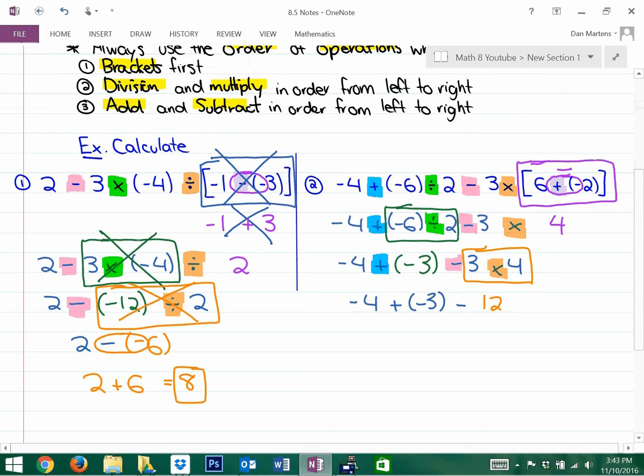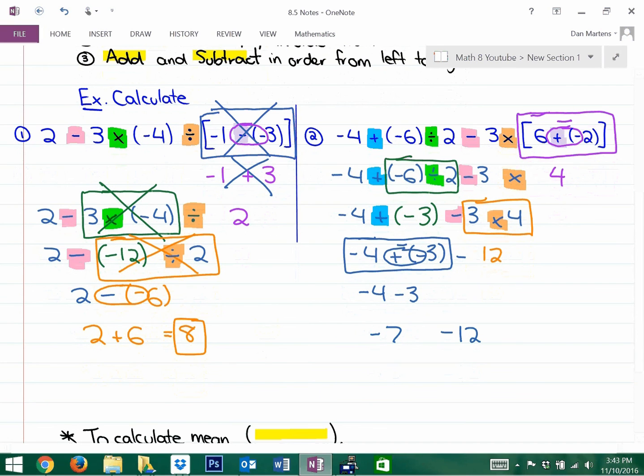So in this case, our next operation, I'm not going to highlight them now, is the adding, because it's further to the left. And adding a negative is equivalent to simple subtracting. So this is negative 4 minus 3. Negative 4 minus 3 is negative 7. And then we have negative 7 minus 12. And that answer is going to be, so it's simple subtraction. Start at negative 7, move down the number line 12, and we've got negative 19.